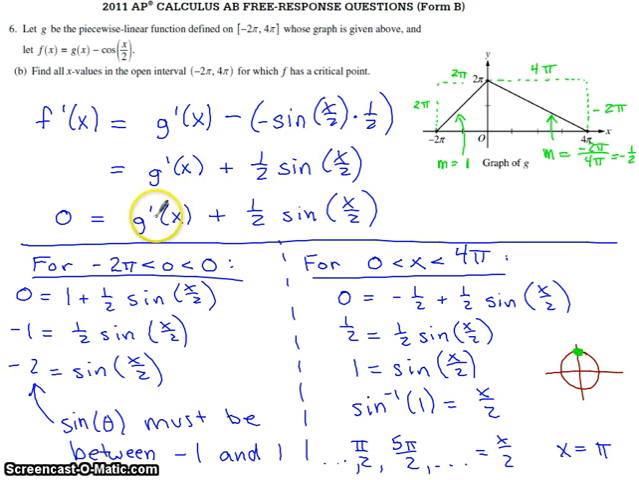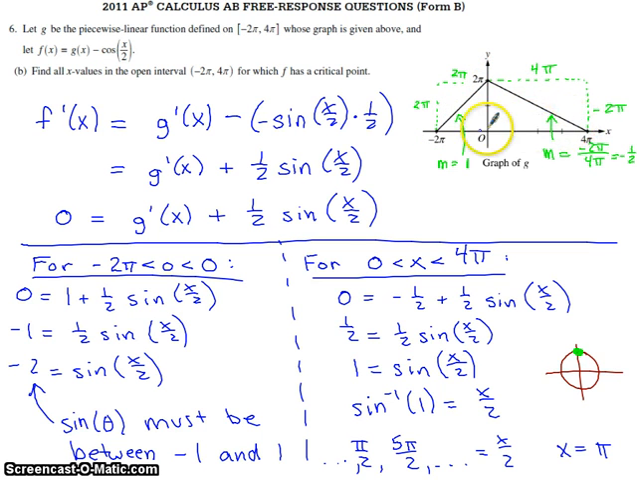I want to figure out when my derivative is equal to 0. Now this is going to be a little bit tricky to do because we don't know what g prime of x is right now. But if you think about it, it's not very difficult to figure out, because if you look at the graph of g, it's just 2 line segments. And so g prime is going to be equal to whatever the slope of this line segment is to the left of 0, and it's going to be equal to whatever the slope of this line segment is to the right of 0.